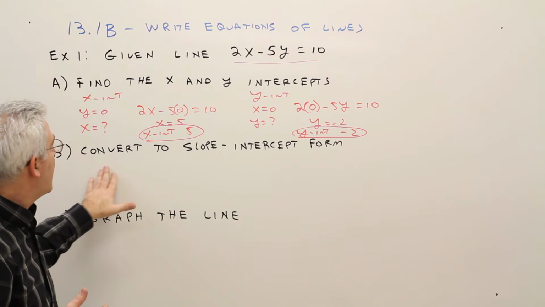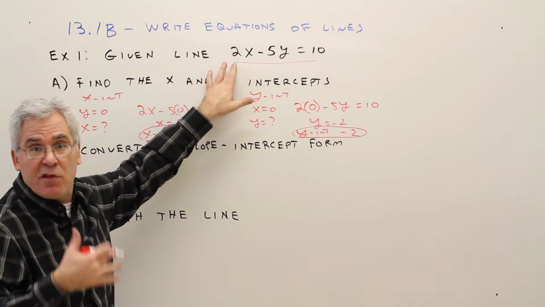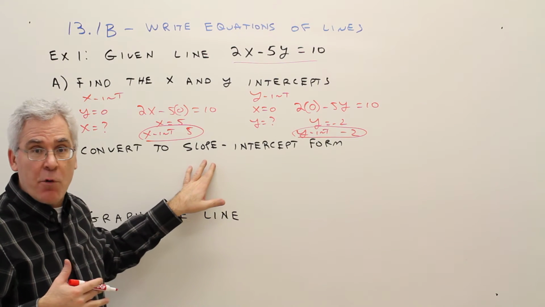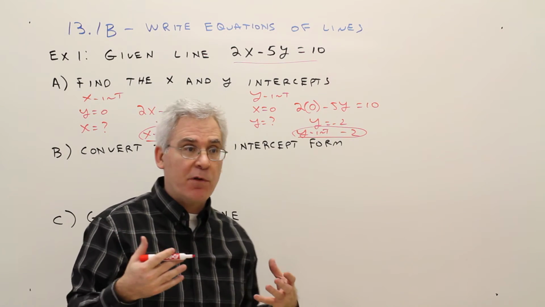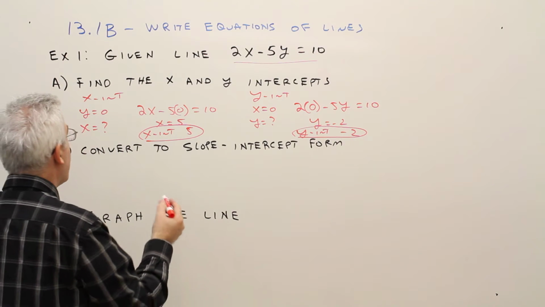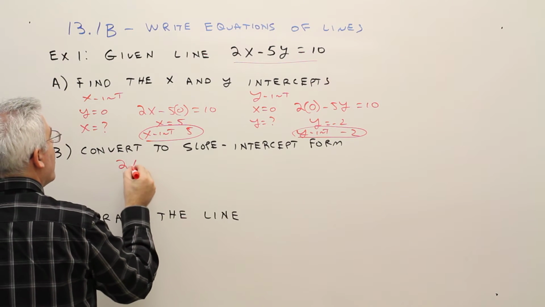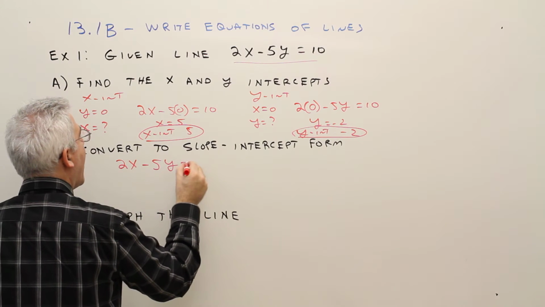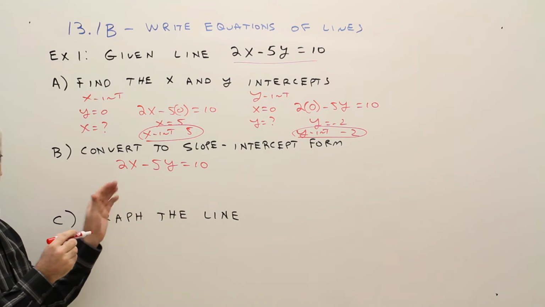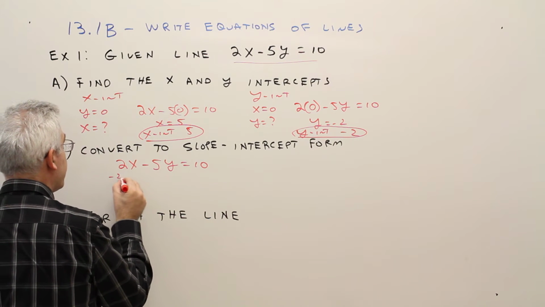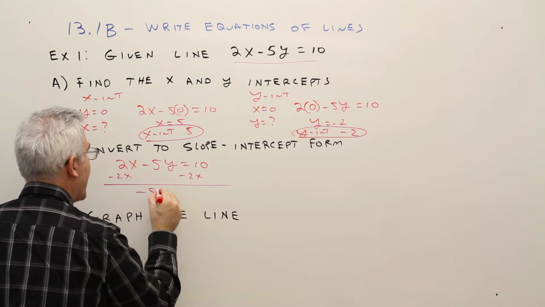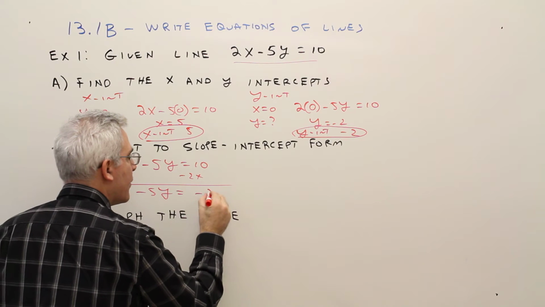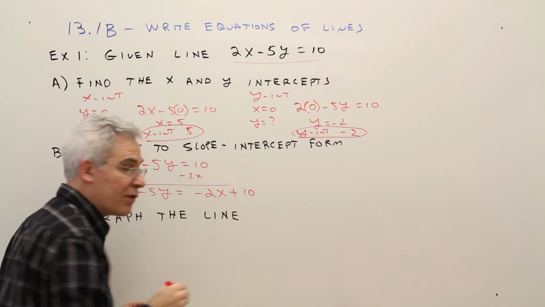Okay, part B. Convert this equation, which is in standard form, to slope-intercept form. Basically get y by itself. y equals mx plus b is what we're looking for. So I'll just rewrite it. I've got 2x minus 5y equals 10. I'll subtract 2x from each side and get minus 5y equals minus 2x plus 10.